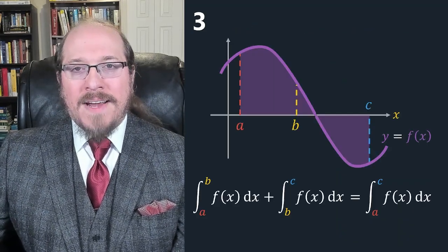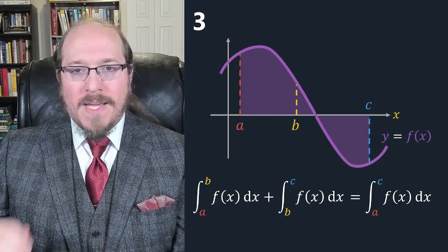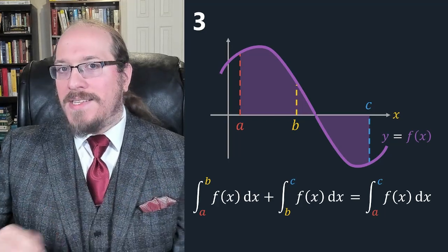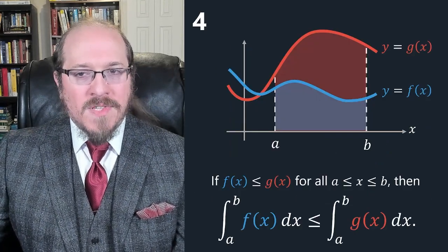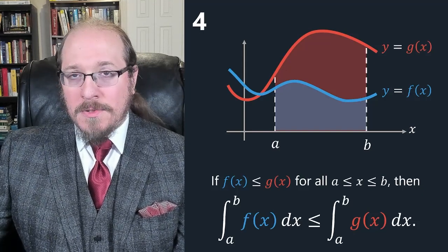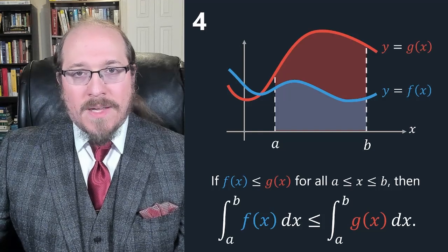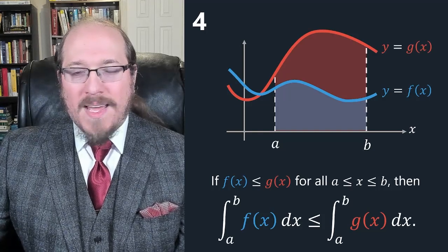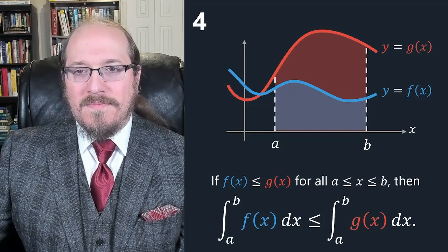Third, we've got the additive interval property for integrals, letting us split up an integral into 2 integrals on adjacent intervals. Fourth, we've got a useful comparison property for integrals. If one function is less than or equal to another, then the first integral is also less than or equal to the second integral. If you think about this in terms of area, it should make intuitive sense.